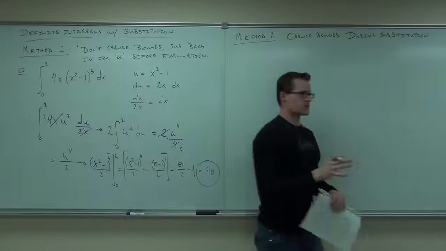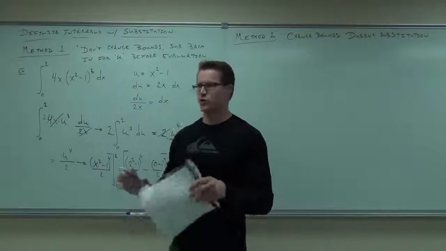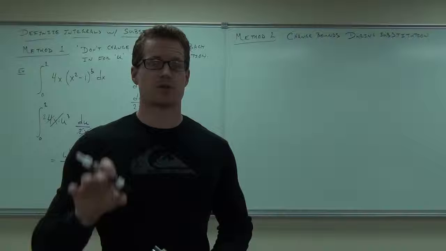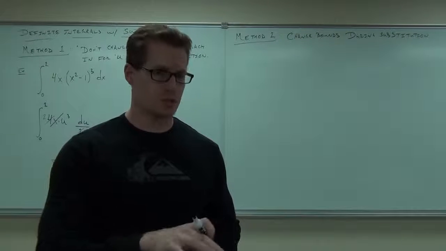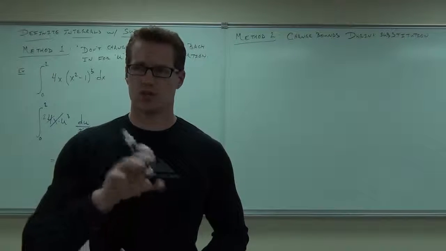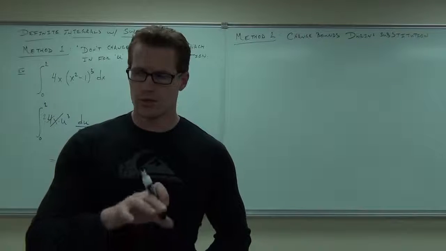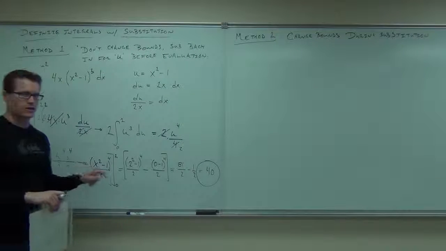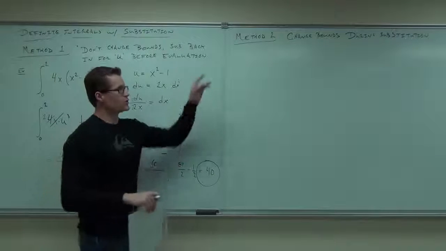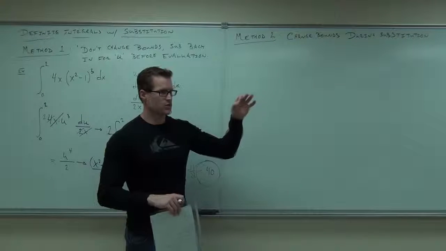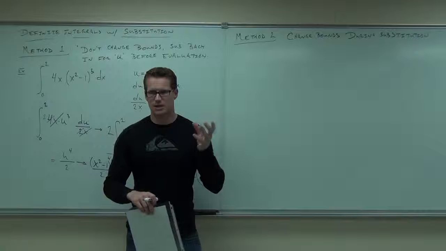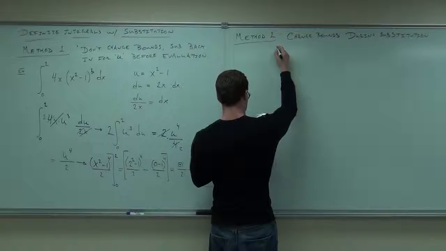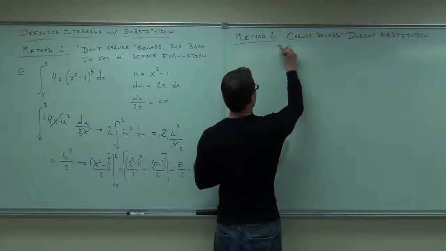If that's the case, here's a little foreshadowing of what's going to happen. You're going to change your bounds from x's into terms of u using your substitution. If you change your bounds into terms of u, do you need to substitute back in for x at this point? No, because they'll be in terms of u. So if you do method 2, you change your bounds, and then you do not substitute back in before evaluation. It's the same.